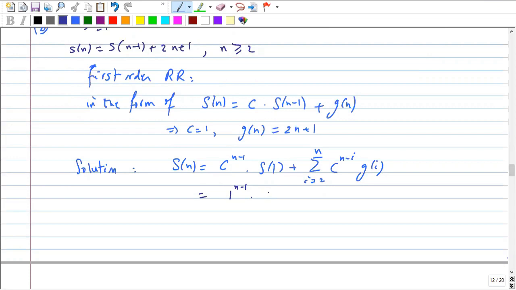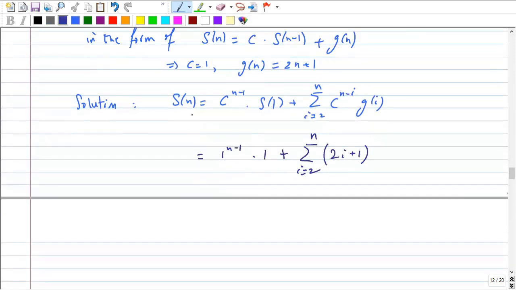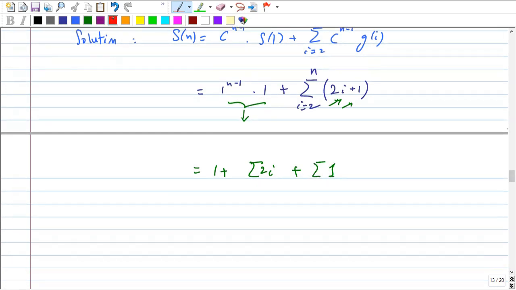Now sigma i goes from 2 to n. C to any power is 1, so I won't write it. G of i would be 2i plus 1. That's it. And right here, 1 to any power times 1 is 1, so we get 1 plus. Now sigma, you just evaluate by distribution. So this would be sigma 2i plus sigma 1. Remember that i starts from 2, not 1.